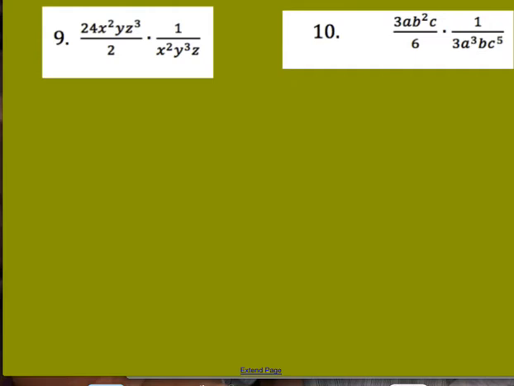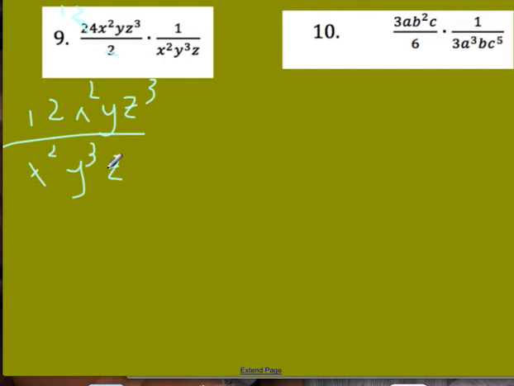So first of all, I see a 24 and a 2. So I'm going to go ahead and divide that out right away. So that 24 is going to become a 12. So I have 12 up top, and then I have x squared, y, z cubed. And then I'm going to go ahead and bring that bottom over, and I'm going to have x squared, y cubed, and then z.